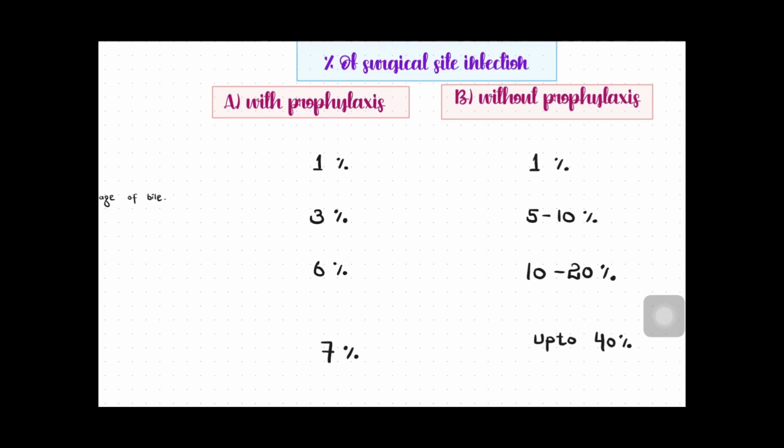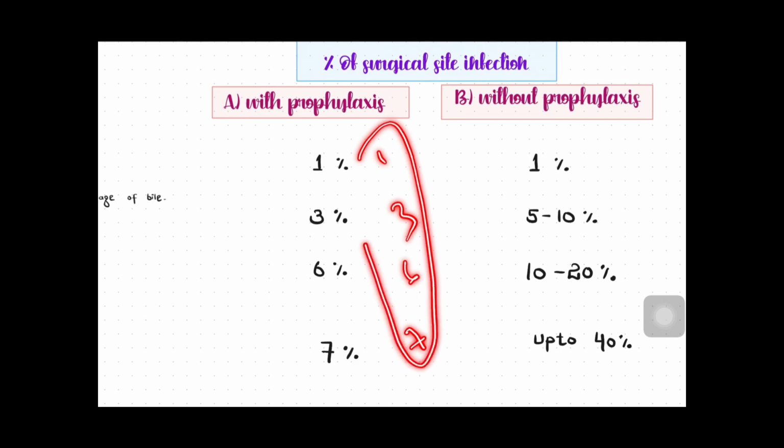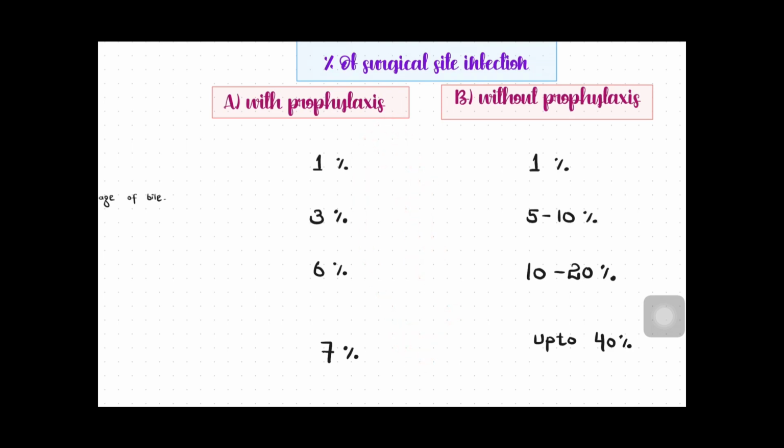In clean contaminated wound, it is 3%. In contaminated wound, it is 6%. And in dirty wound, it is 7%. Just remember this in this fashion: 1, 3, 6, and 7%. You can remember the last one as less than 9%. So this is the method in which you have to remember 1, 3, 6, and 7% with prophylactic antibiotics.